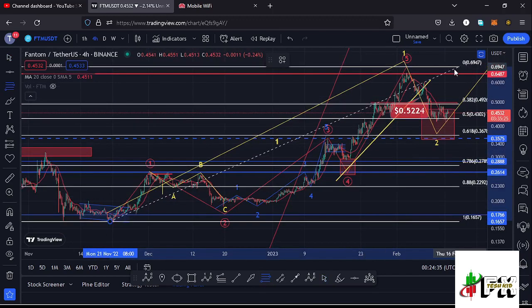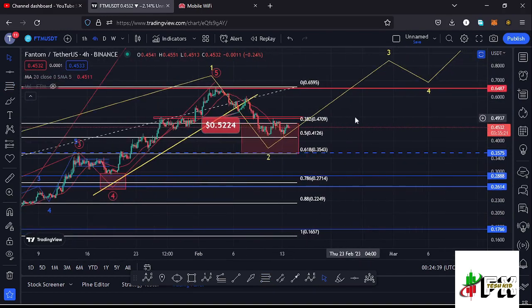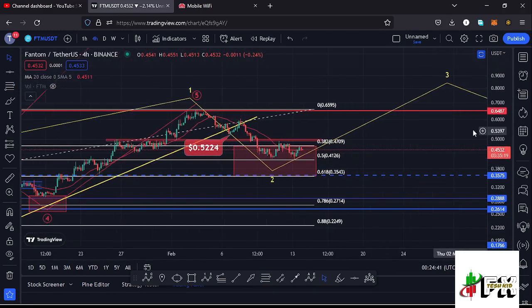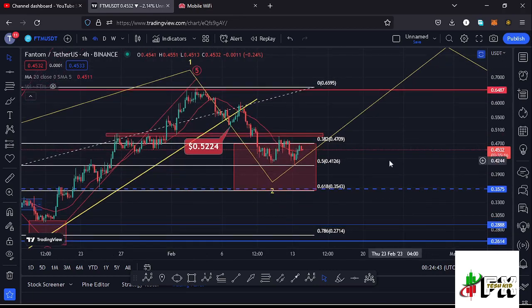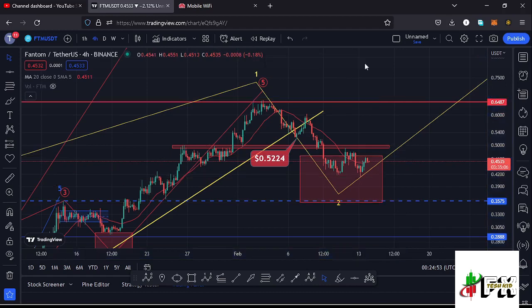wave to the high of that wave 1, that gives me a minimum retracement area in the formation of that wave 2 between the fib level 0.382 and the fib level 0.618, and that target area is between the $0.4709 mark and the $0.3543 mark. And I have marked that target area here on the charts using this red target area, and it is within this red target area that I'm expecting to see the low for that second wave.